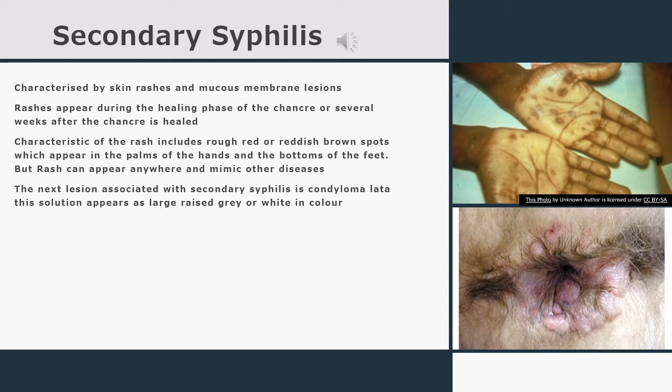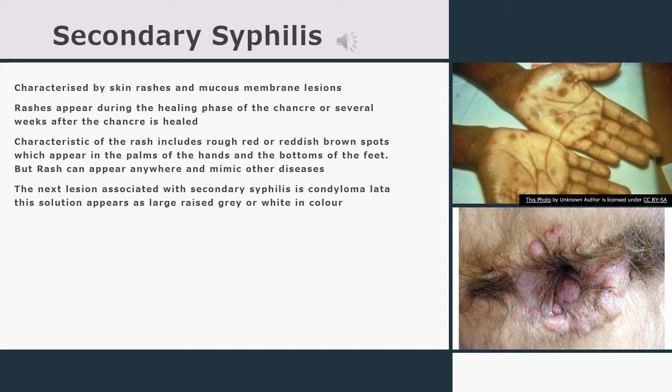The next lesion associated with secondary syphilis is condyloma lata. You can see the bottom image here, the anal region, and here we have the condyloma lata lesion, which is nothing but raised gray or white skin lesions. These are characteristic and diagnostic of secondary syphilis. Of course, you have to correlate with other symptoms.